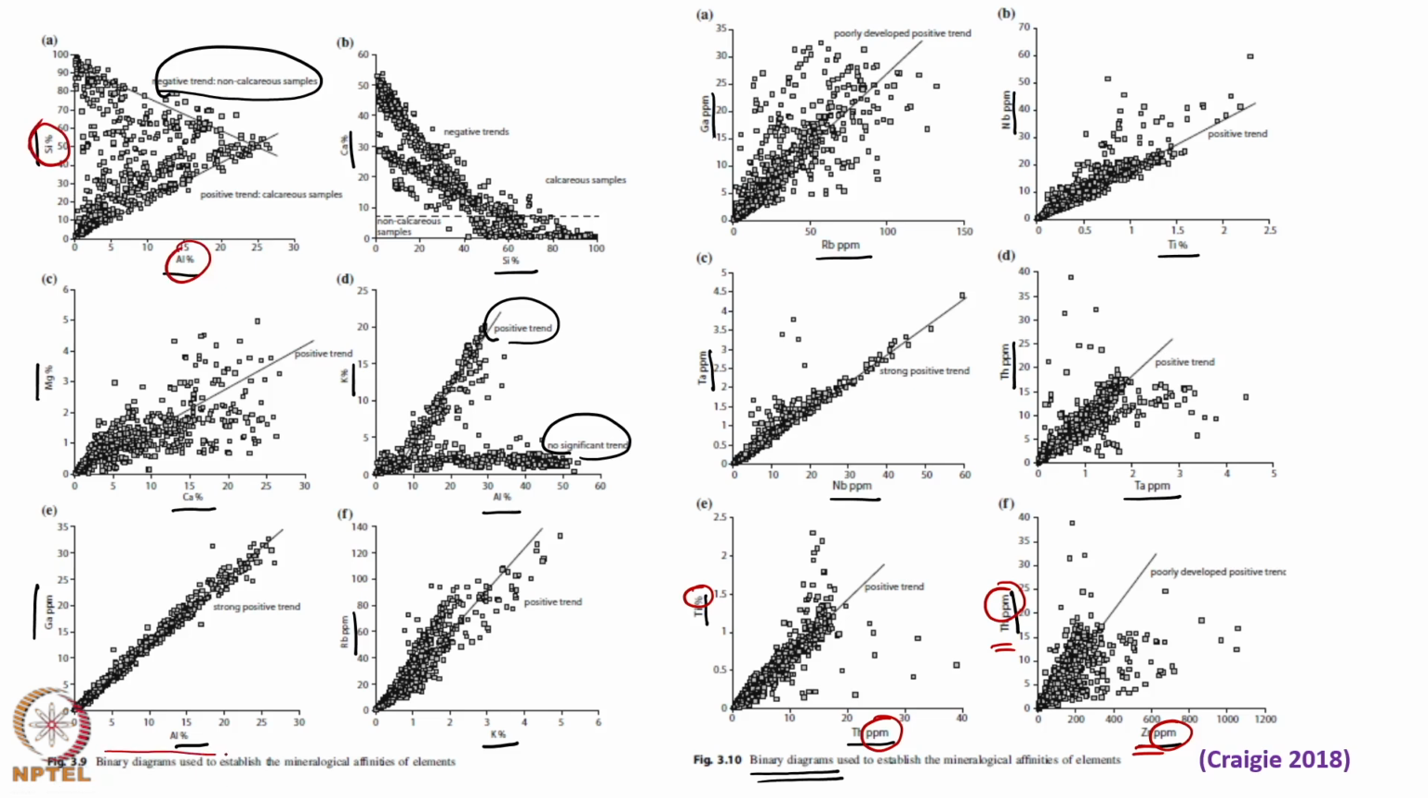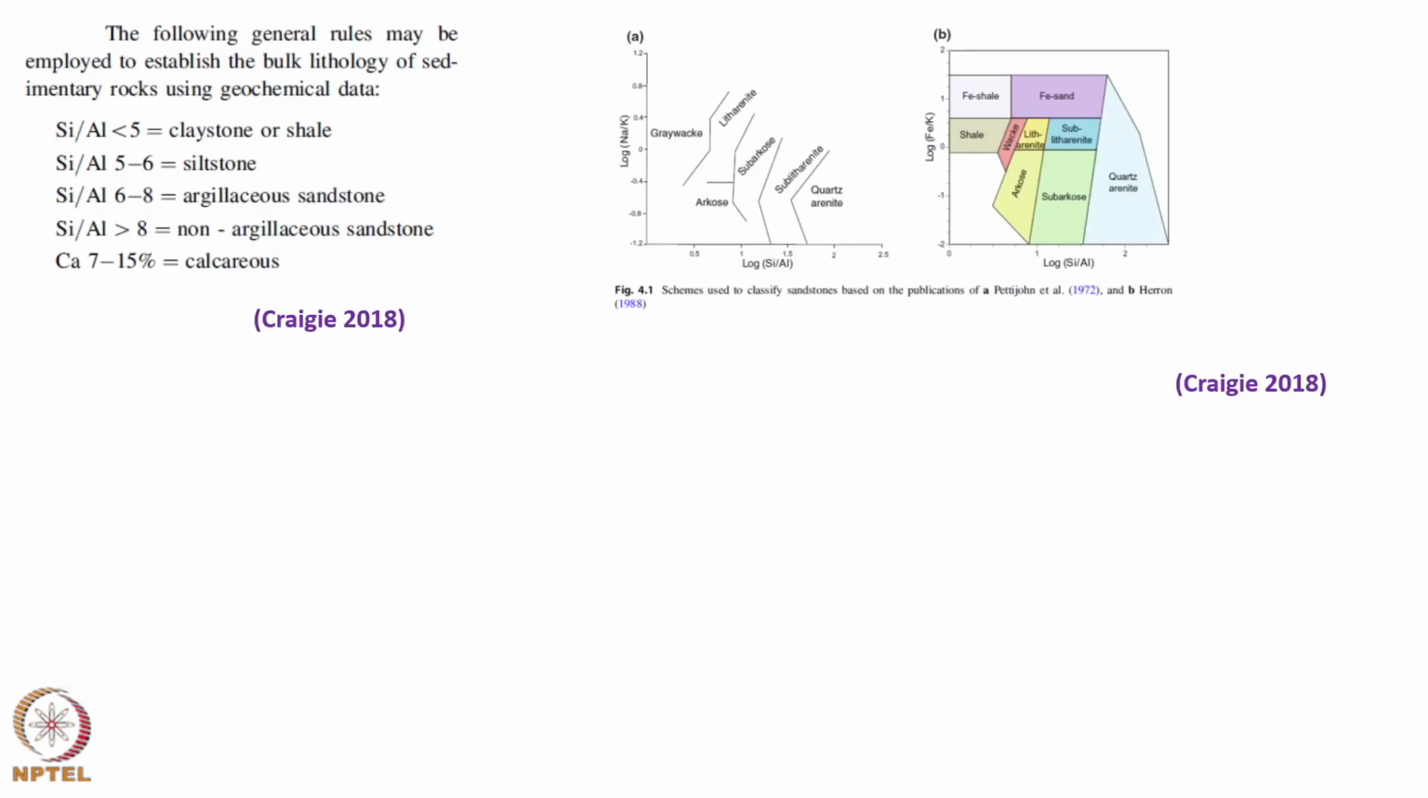Through binary diagrams, we establish the mineralogical affinities of the elements. For the lithology of the sedimentary rock, some general rules can be given. Si/Al ratio less than 5 can indicate we are dealing with claystone or shale. Si/Al ratio between 5 and 6 can indicate siltstone. Si/Al ratio within 6 and 8 can come from an argillaceous sandstone.